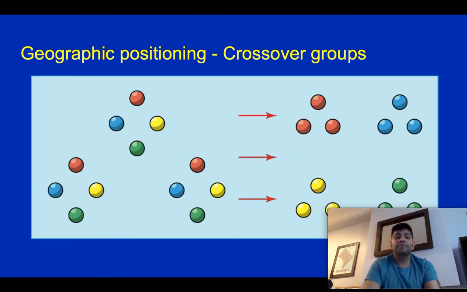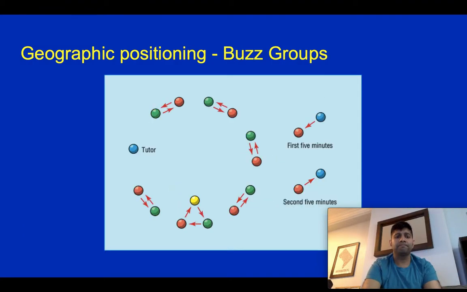There's the crossover groups, where you take that small group, split it into even smaller groups, have them discuss maybe different topics, and then shuffle them so that they are mixed up within each group, and they can talk about what their previous groups had talked about.